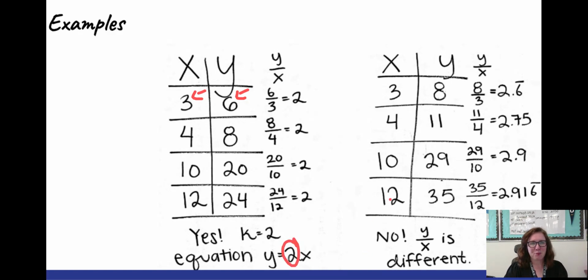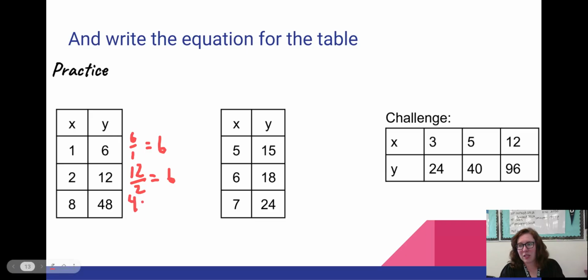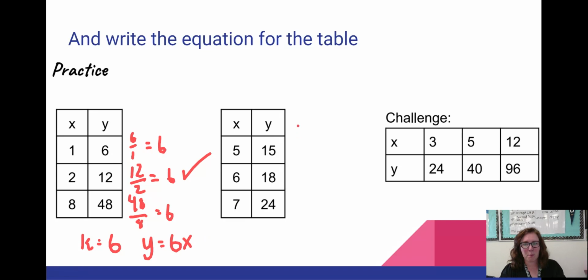That's the equation. But if when you divide y divided by x you get something different, even just one of them being different, boom, automatically no, it's not proportional. So we can do it ourselves. Y divided by x, 6 divided by 1 is just 6. 12 divided by 2 is 6. And 48 divided by 8 is 6. So yes, this is proportional. The constant of proportionality is 6, and we can write the equation y equals 6x.